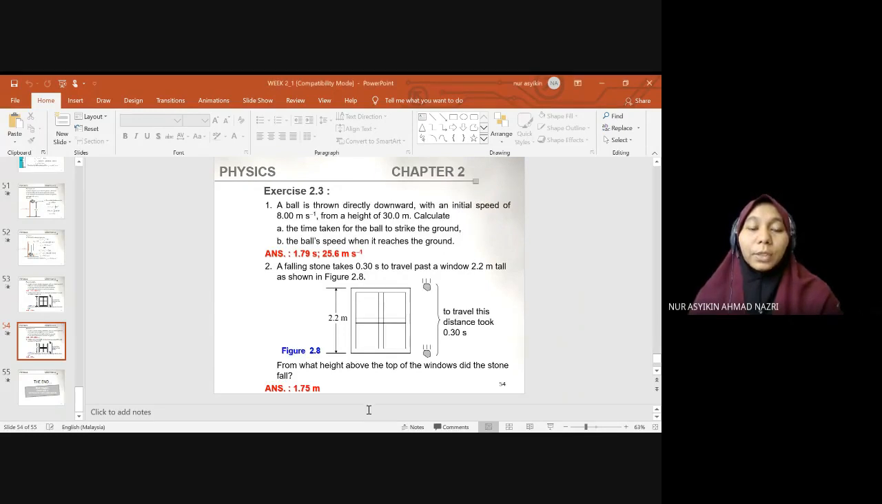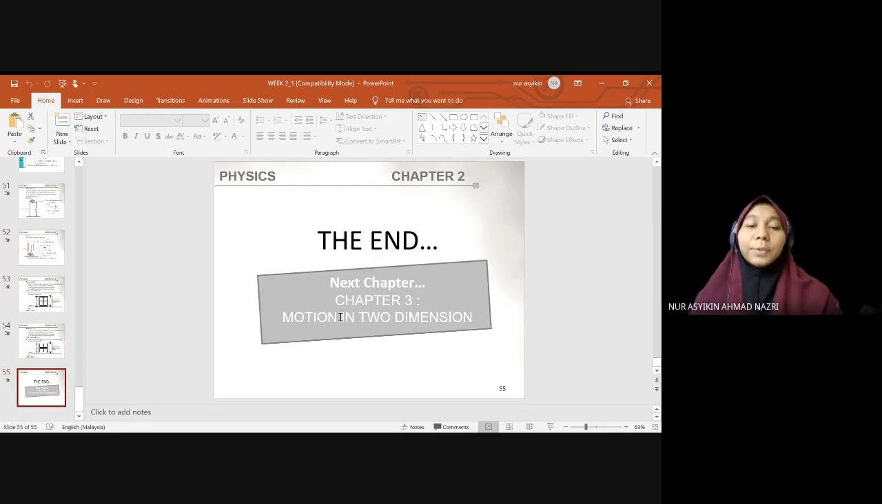Tutorial 2, lepas tu tutorial 2 tu pun ada motion in 2 dimension juga. So takut nanti awak confuse pula. So buat satu-satu lah. Okay, so that tak miss up. So awak boleh settle yang ni dulu. So awak pun baru diperkenalkan dengan free fall ni, walaupun nampak macam mudah, tapi cubalah juga sebab ada yang positif, negatif. Sebab now we are considering the vector tu lebih sikit.